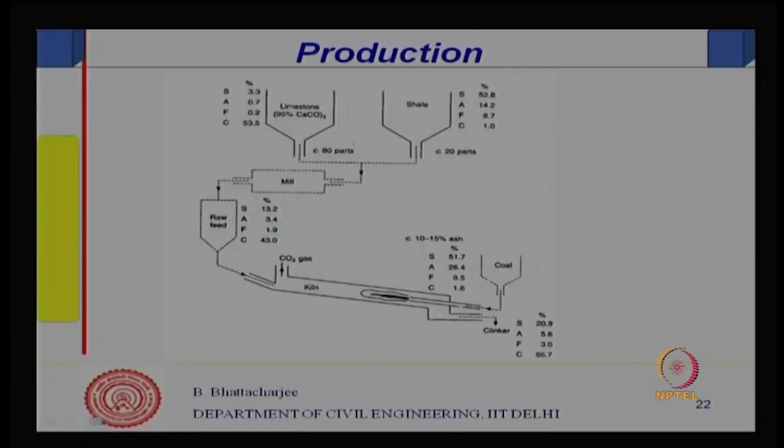This diagram shows you at different stages what are the SiO2, A, F, C, etc. Like this is limestone, then the shale, mixed together in 80-20 proportion, that comes to the mill, then the raw feed to the preheater and to the kiln. Final product is the OPC with 65% of calcium oxide, alumina 5.6 and S 20.9%. So, this shows the oxide composition of the mixture at various stages.